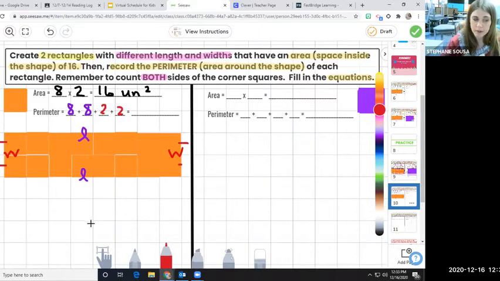So my perimeter is going to be 8 plus 8 plus 2 plus 2. Again, I know that 8 plus 2 equals 10. So I know that this perimeter is going to be 10 plus 10, which is equal to 20 units.